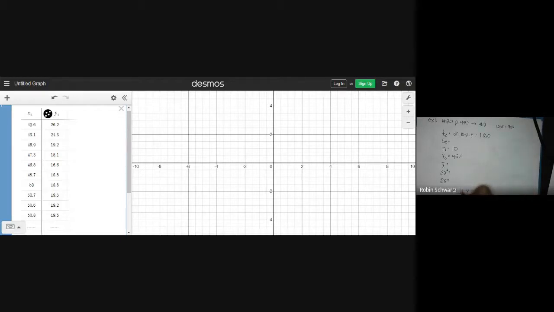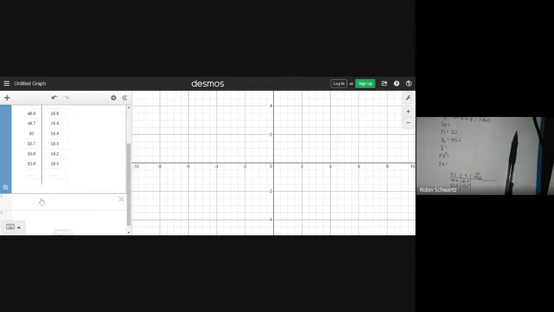So the first X value is 40.6. The first Y value is 26.2. The last is 50.8 and 19.5. So we'll go through now and calculate those residuals. So remember how we do that.